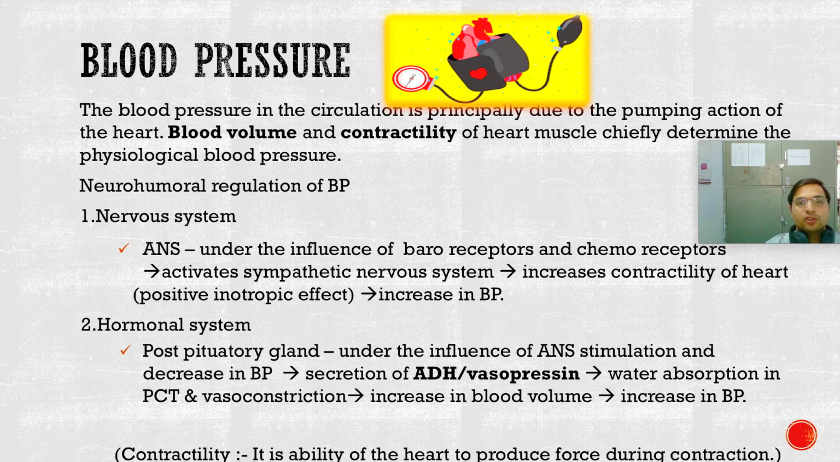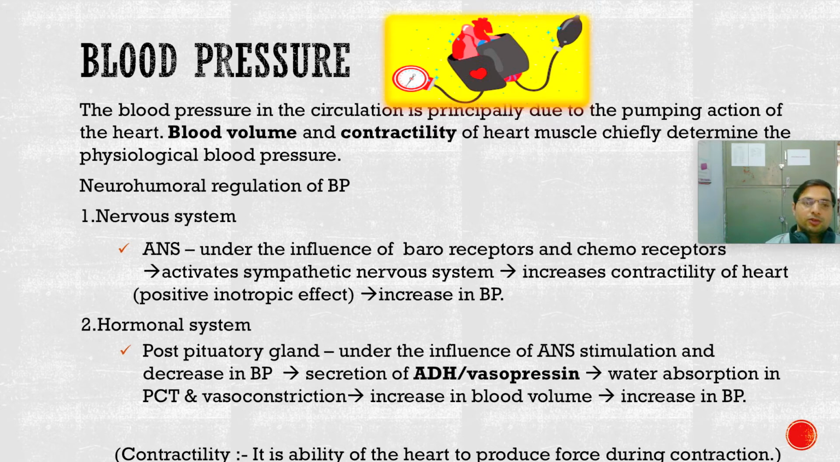Basically, it depends on the calcium influx. The sympathetic nervous system increases the calcium influx into the heart muscles, thereby making the heart muscles beat with more force, or contract with more force. So you need to understand that the blood volume plays an important role in maintaining the blood pressure, or basically in increasing the blood pressure.